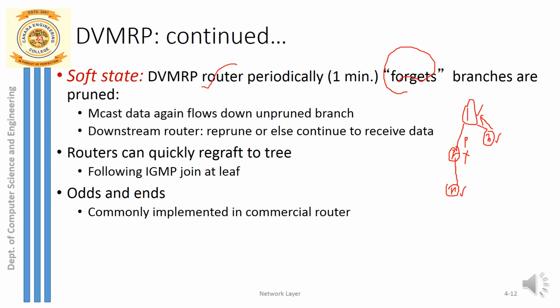DVMRP forgets this prune message and forgets about this router 2. What is that forgetting thing? It will consider this router 2 also as a part of multicast grouping. It will not remember that router 2 had pruned itself. So that concept router 1 will forget. So every minute this thing is happening. So what should happen there? Every now and then this non-multicasting group member should send the prune messages back to the source, or back to the center. So this pruning message should be sent periodically, you can say. Why? Because the router quickly forgets the things there. Okay, yes.